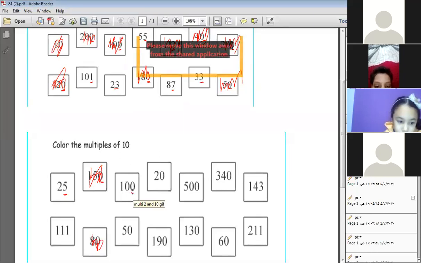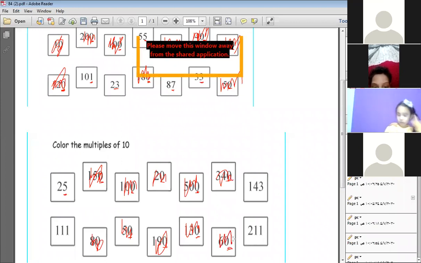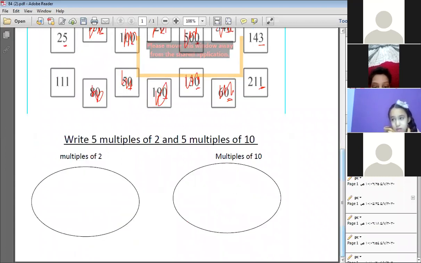What about 100? Yes, ends with a 0, so it will be with me. What about 50? Ends with a 0? Yes, multiple of 10. 20 ends with a 0? Yes, multiple of 10. 90? Yes. 500? Yes. 130 ends with a 0? Yes, multiples of 10. 340? Yes. 60? Yes. 143, no 0 here. 211, no 0 here, so I will not color it.